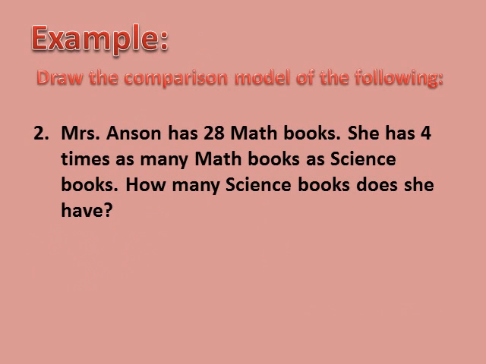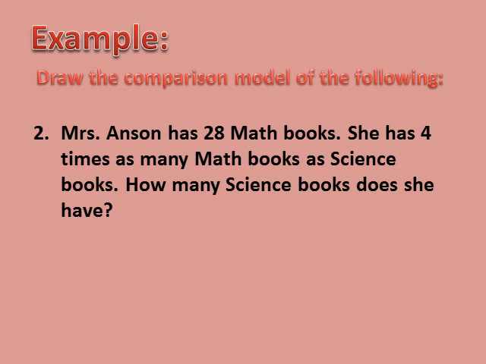Okay, let's try the next one. Mrs. Anson had 28 math books. She has 4 times as many math books as science books. How many science books does she have? Okay, so let's read that one again. So she had 28 math books, and she has 4 times as many math books as science books. So from the second line, can you tell which one she has more books with? Is it math or science?